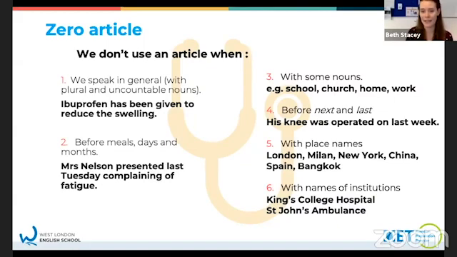And with next and last, we don't use a, an, or the. His knee was operated on last week. His knee is to be operated on next week. So we can just change that for the future: is to be operated on next week. But again, we're not saying the next week, it's just next week.